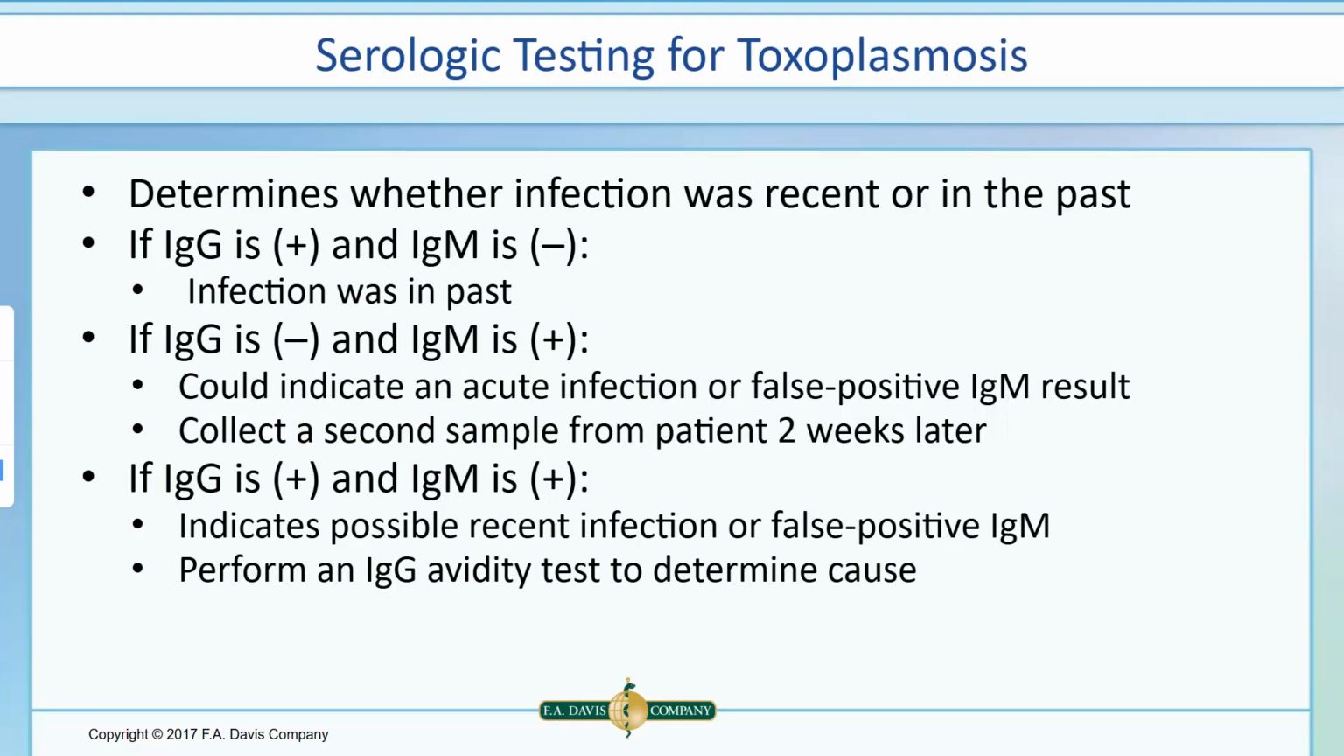Serological testing for toxoplasmosis determines whether the infection was recent or in the past. If IgG is present and IgM is negative, that means it was a former or previous infection. If IgG is negative and IgM is positive, it could indicate an acute infection or a false positive IgM result. Then you have to collect a second sample. If IgG is positive and IgM is positive, it indicates a possible recent infection or a false positive IgM. You want to perform an IgG avidity test to determine the cause.